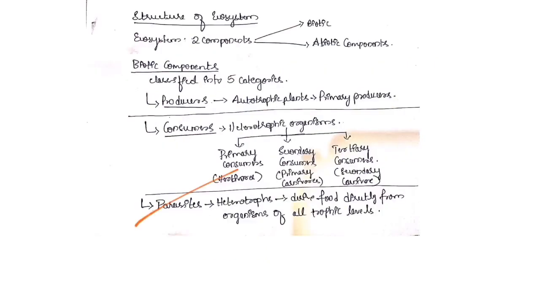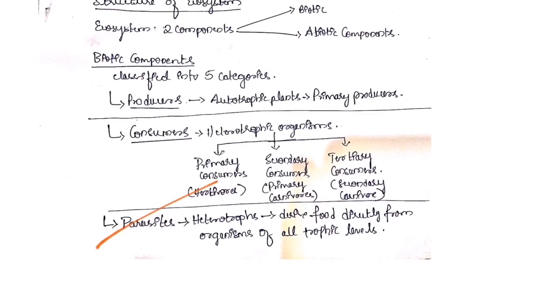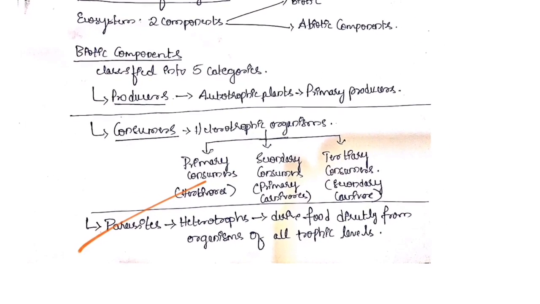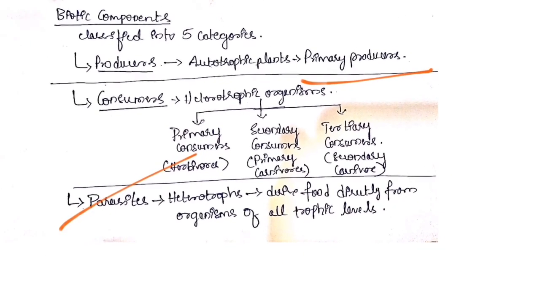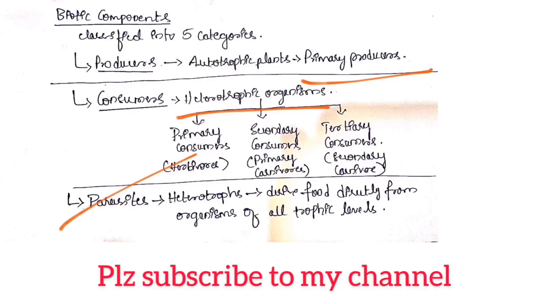Okay, let's go with producers. What are producers? All the plants come under the component producer, because they prepare their own food material. They are also called primary producers. And next one is consumers. All the organisms which cannot prepare their own food, and depend on other organisms for their food, are called consumers. They are also called heterotrophic organisms.